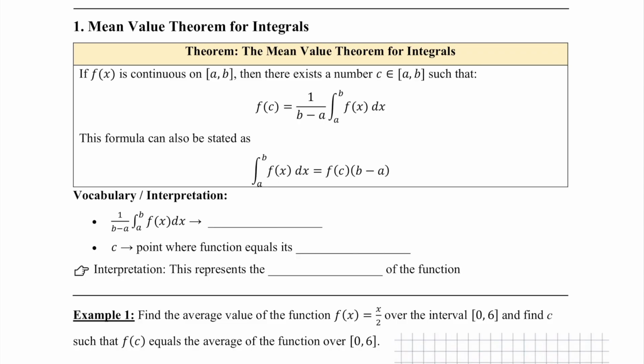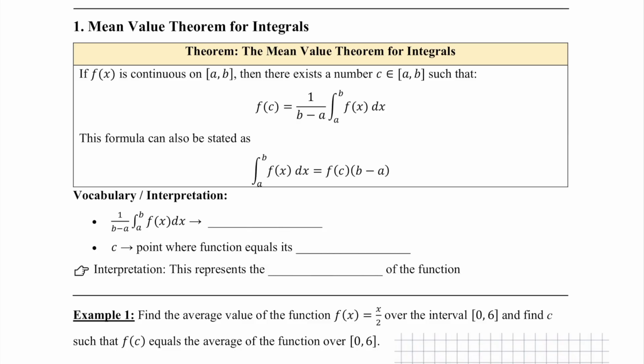Before we get to the fundamental theorem itself, we need to understand an important idea called the mean value theorem for integrals. If a function f of x is continuous on a closed interval from a to b, then there exists a number c in that interval such that f of c equals 1 over b minus a times the definite integral from a to b of f of x dx.